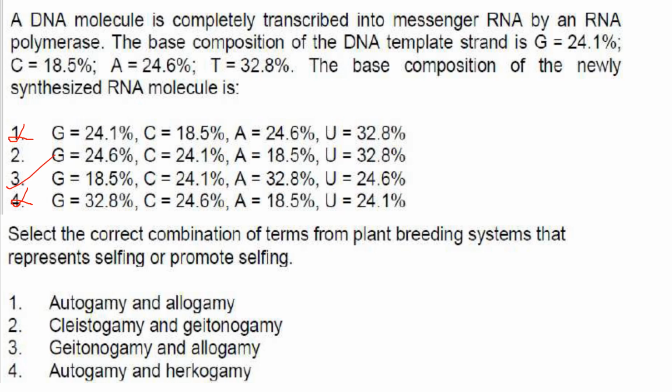Okay, we will see A also. A is 24.6% in DNA. So U will be 24.6% in RNA.